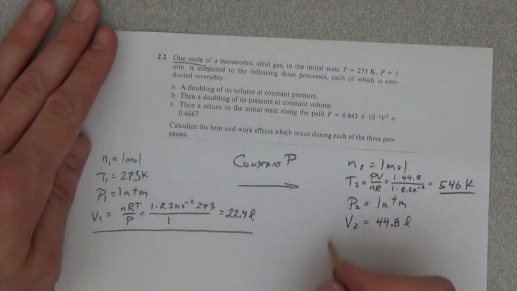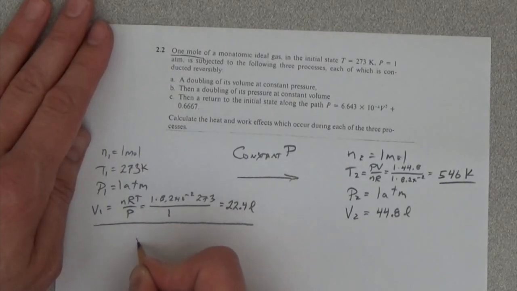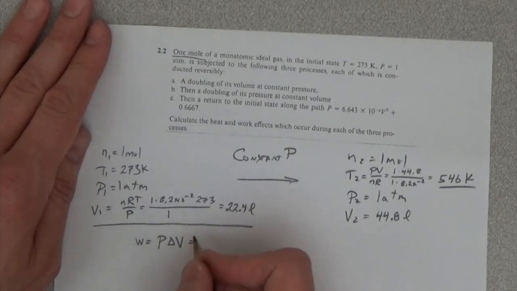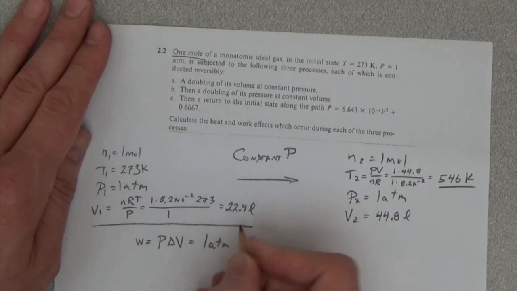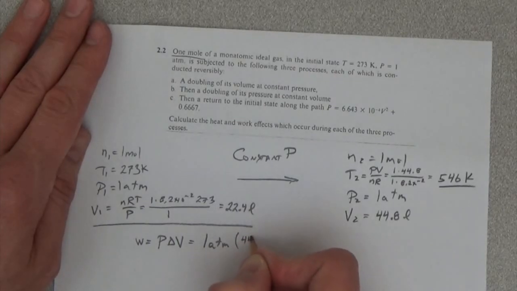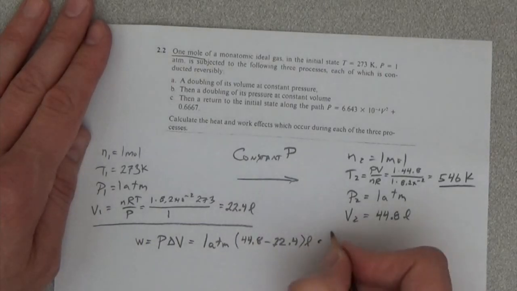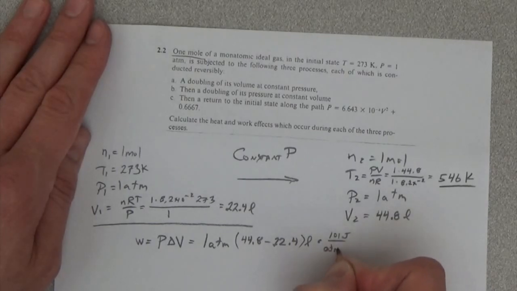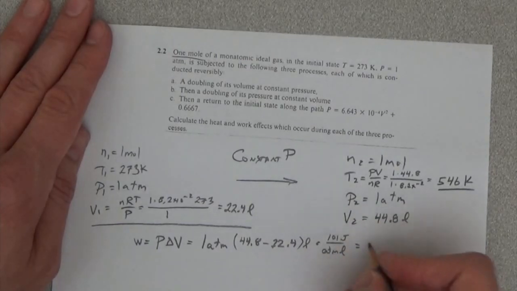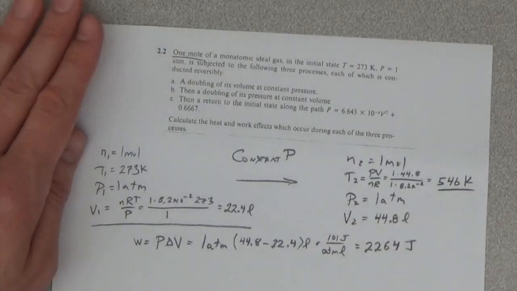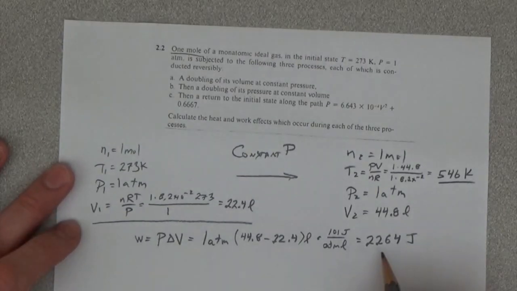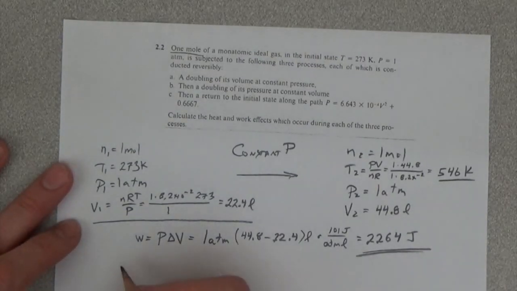Well, work is equal to P delta V, which is 1 atm times 44.8 minus 22.4 liters, times 101 joules per atm-liter, which is equal to 2,264 joules.